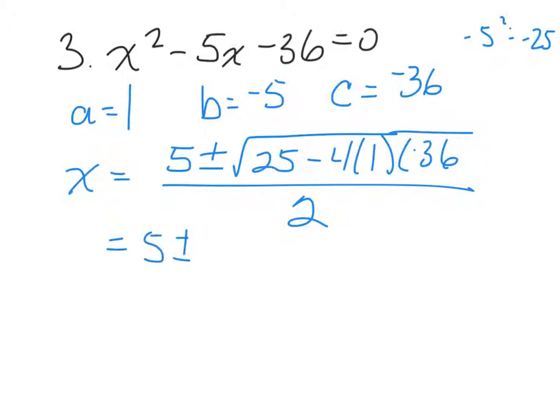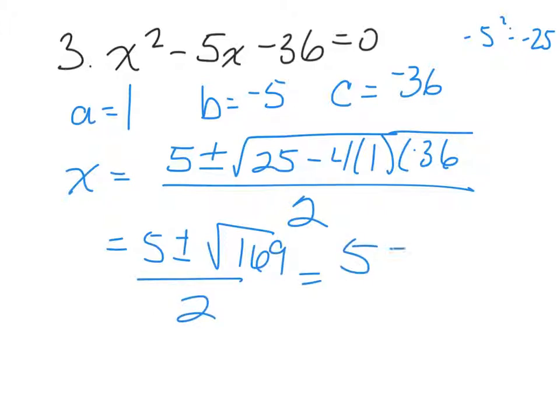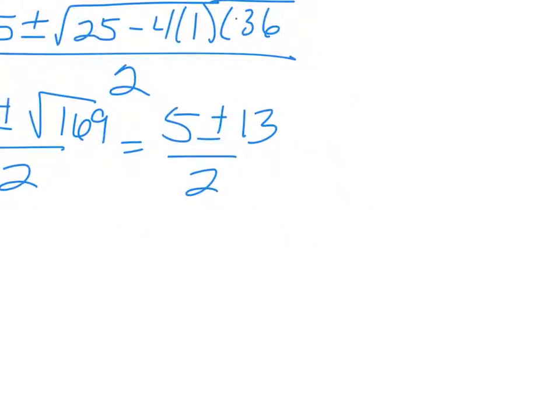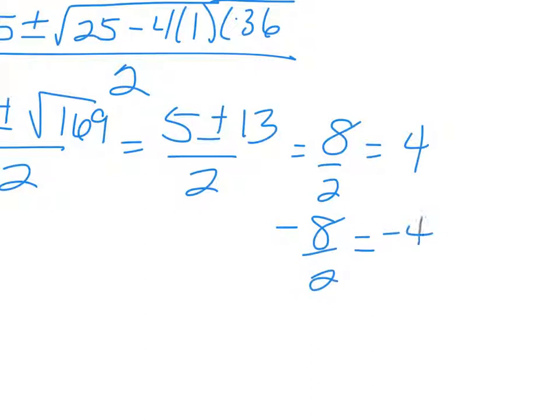25 minus 4 times negative 36 is positive 169. Square root of 169 happens to be 13. So 5 plus 13 is 18, divided by 2 is 9. Just let me finish. 5 minus 13 is negative 8. Divided by 2 is negative 4.